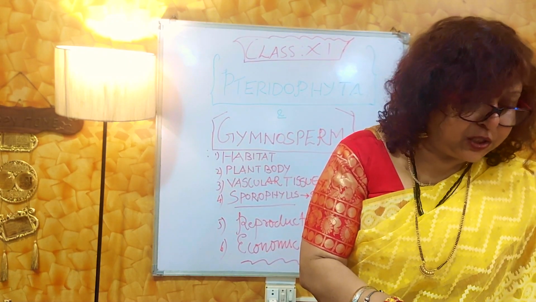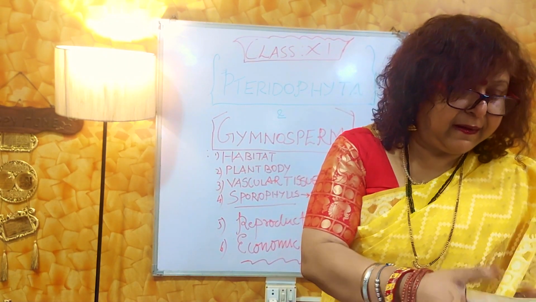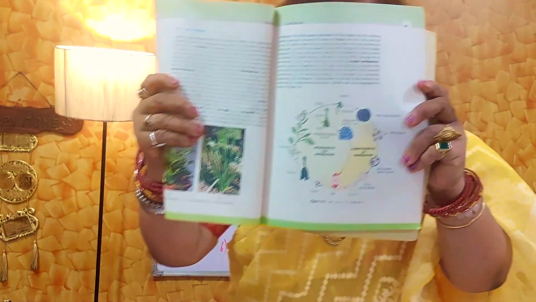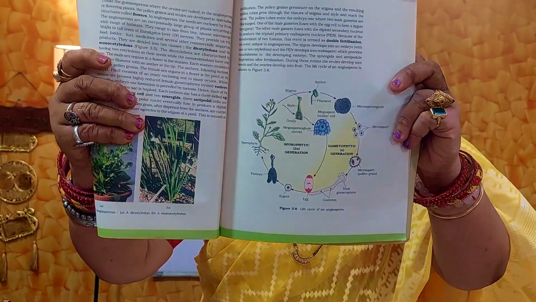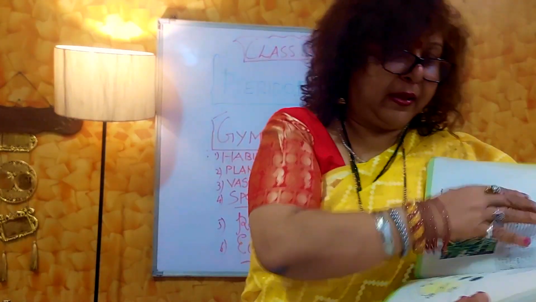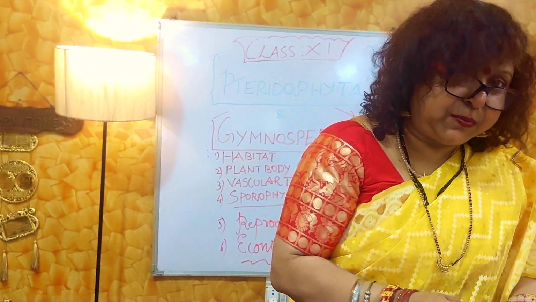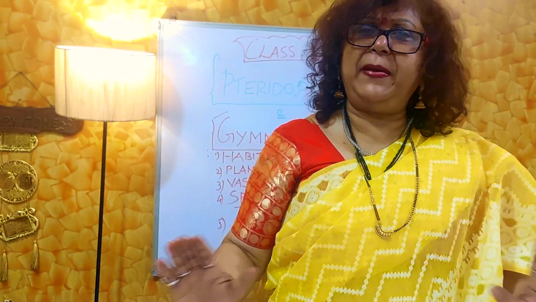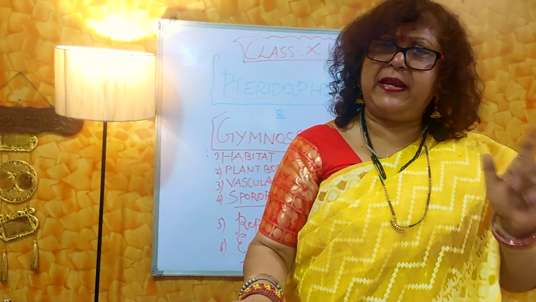Now as I told you, when you open your textbook, the last page of the lesson is angiosperm. If I show you this, page number 40 and page number 41. What is this angiosperm about? Let me tell you overall the basic differences between gymnosperm and angiosperm.